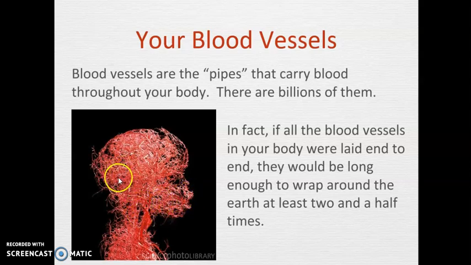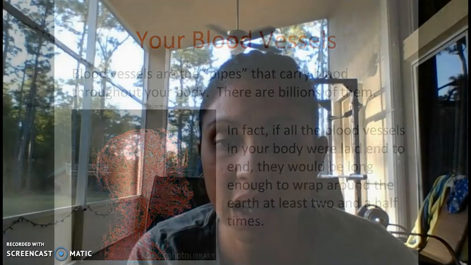Your head and your face actually has a lot of blood vessels in them. That's why usually if someone gets cut in their head or their lip or their face, they usually bleed a lot, not because it's a bad injury, but because there are tons of blood vessels there. So let's think of that again. There's billions of them. If we were to take all of these blood vessels and lay them out end to end, they would actually be long enough to wrap around the world at least 2.5 times. That's just one person, okay? Think about this.